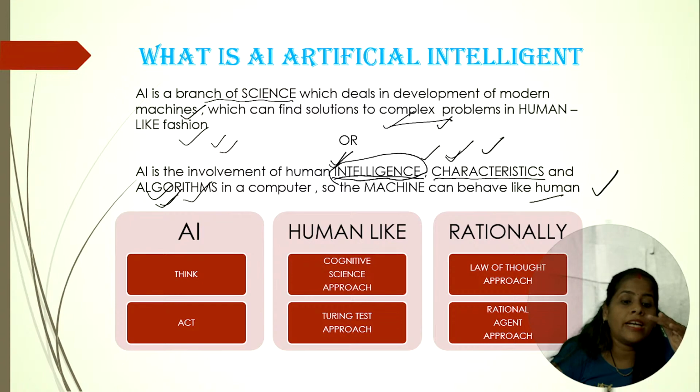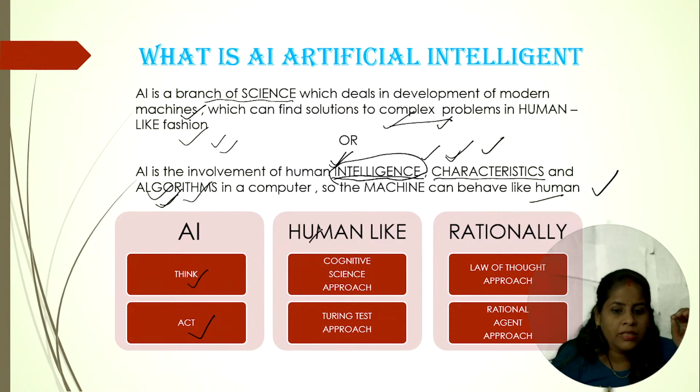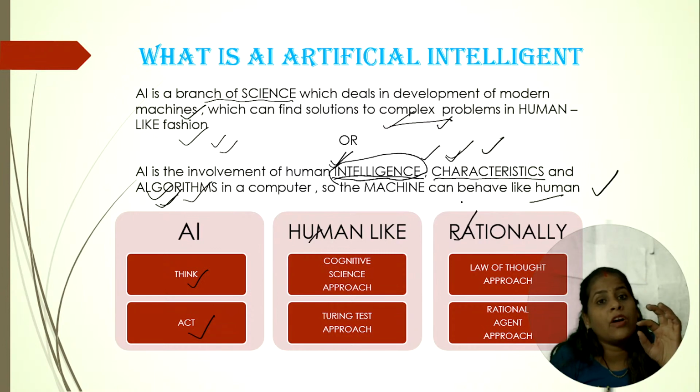And now come to artificial intelligence, in how many ways. Okay, so there is a main emphasis on thinking and acting. Think and act. So think like human and think rationally. Rational, what is the meaning of rational? These words are not ordinary words. These words are very important, and this is a specific word which will come in the exam also.